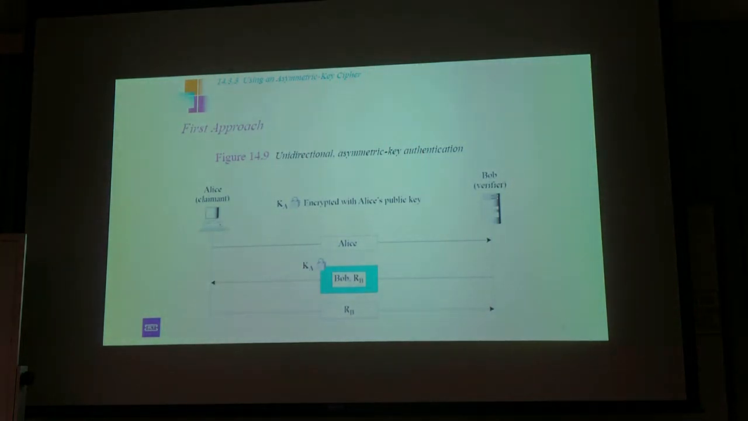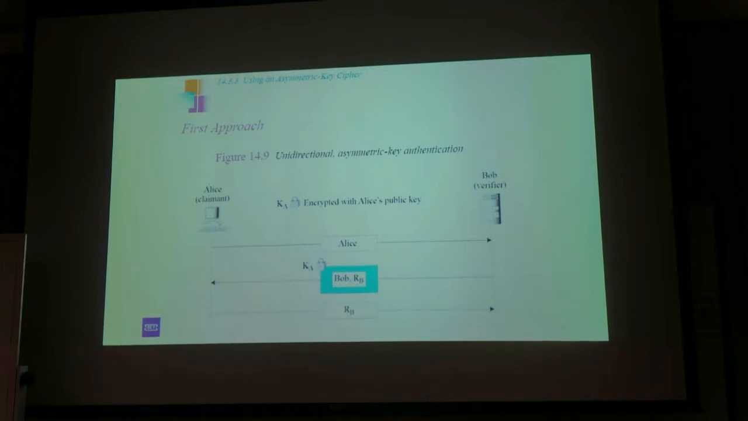What does asymmetric mean? Public cryptography. That means how many keys do we have? Two. What are the keys? Public and private. Private, I keep it. Public, put it everywhere, right? Alright, so the first approach: unidirectional asymmetric key authentication.